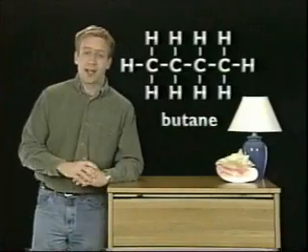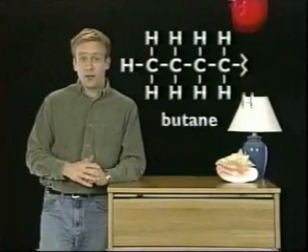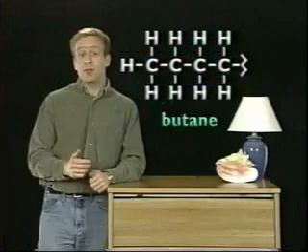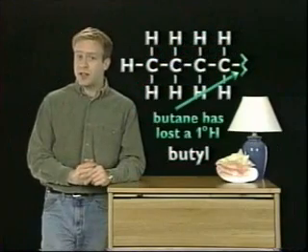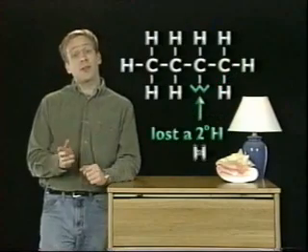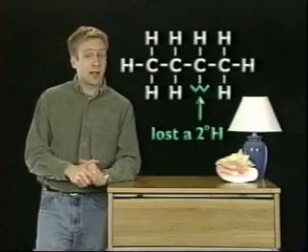So, like we were saying, if an N hydrogen is knocked off of butane so that it can attach to something bigger, we change the name butane to butyl. Butane has lost a primary hydrogen in order to do this. But what if butane wanted to knock off a secondary hydrogen in order to bond to something bigger?